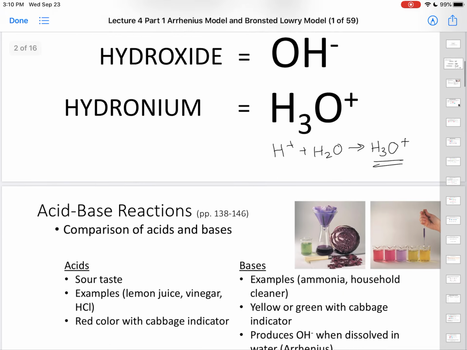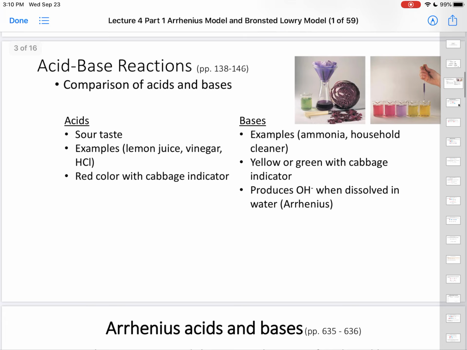All right. So in terms of acid and base reactions, before we begin, let's just do a very basic comparison of acids and bases. Acids are usually sour to the taste. Examples are lemon juice and vinegar. A common acid that we have used in lab a lot is HCl. And with the cabbage indicator, it often turns red or pink.